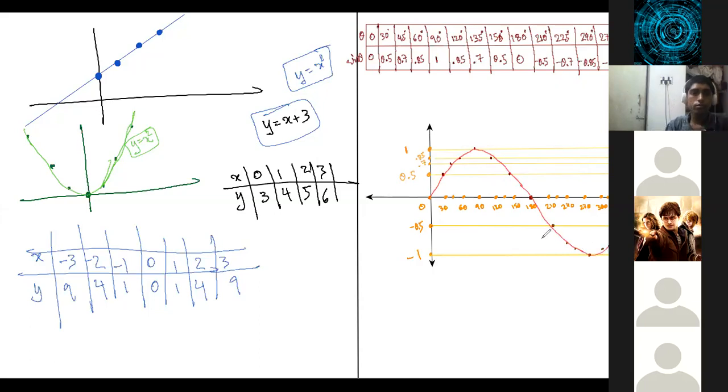Okay. So in fact, this is actually called a sinusoidal curve. Sinusoidal curve. And this will be used a lot in physics, maths, everywhere. This is a plot of y equal to sin x. Okay.